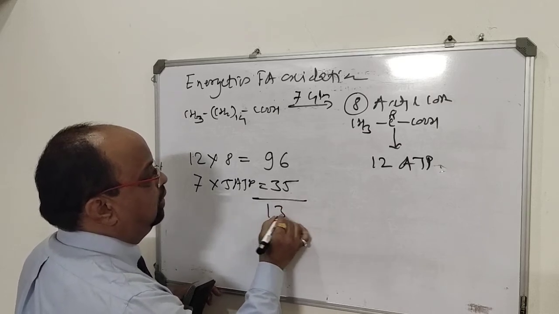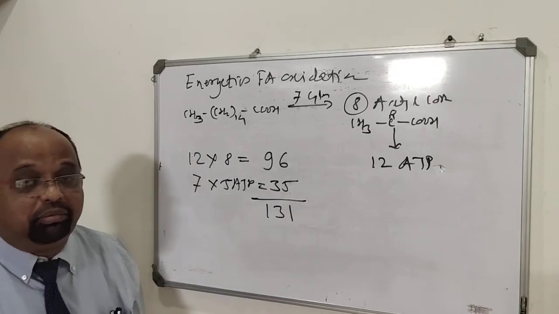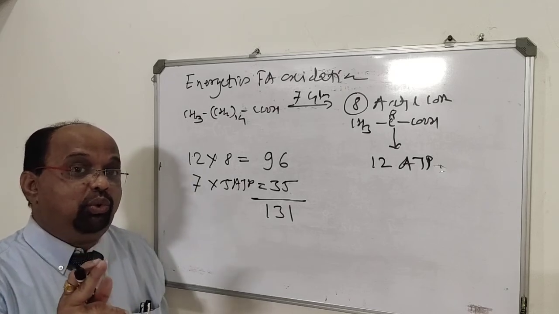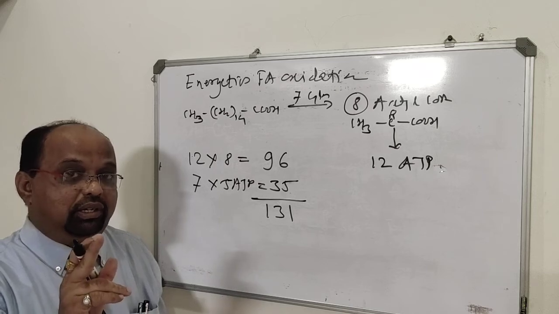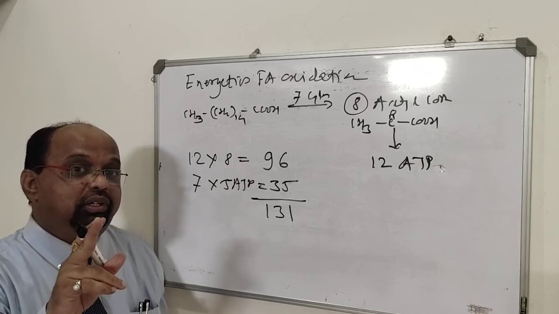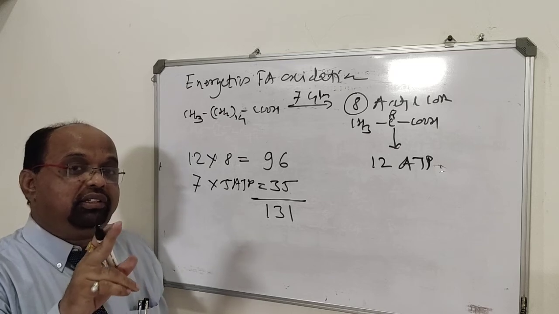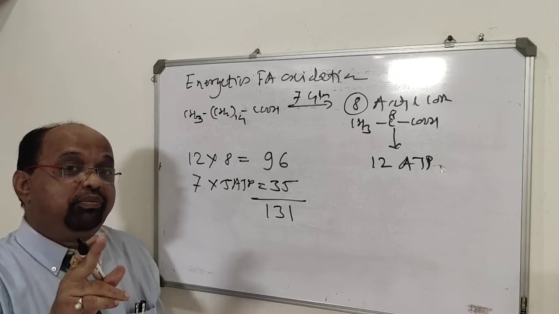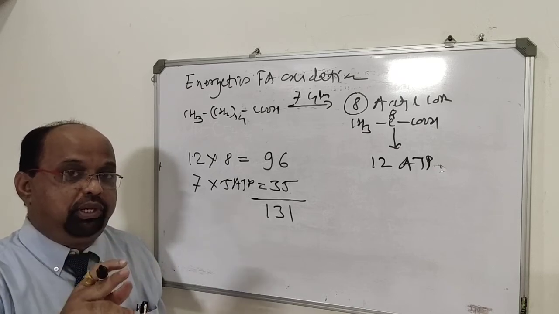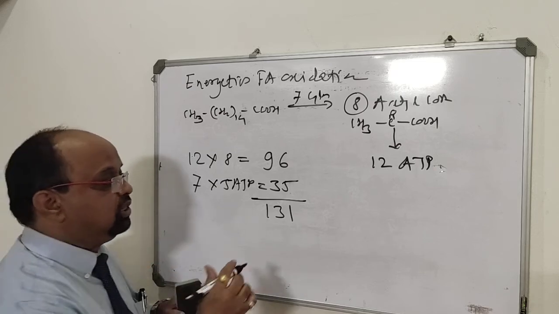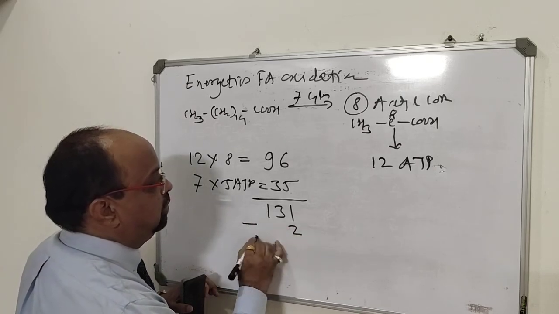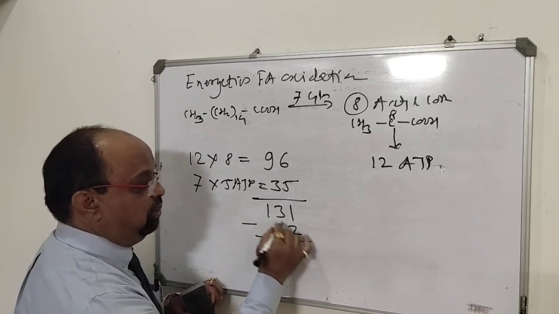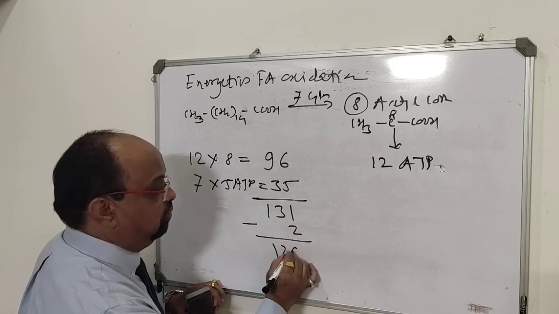Now you can sum this up. The total is 131 ATPs. But during the activation process, 2 ATPs, as I said, pyrophosphate is removed. That pyrophosphate hydrolysis is equivalent to 2 ATPs. So those 2 ATPs are utilized for activation of fatty acids. So we must subtract those 2 ATPs from the total. After subtracting 2 ATPs from 131, the total is 129.